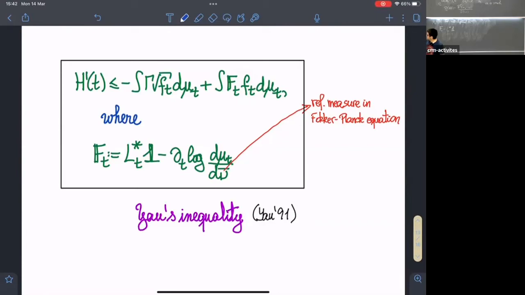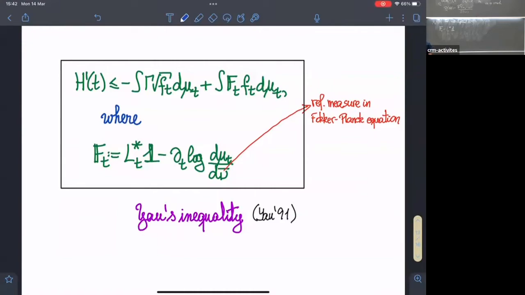So L star t of one actually does not depend on nu bar. Nu bar is a sort of artifice to make the function ft computable, right? Because in many situations, what is easy to do is to say, for example, let's take diffusion on the real line. How am I going to describe the measure mu t? I'm going to give you its density with respect to the Lebesgue measure. That's a very reasonable way to define a family of reference measures.